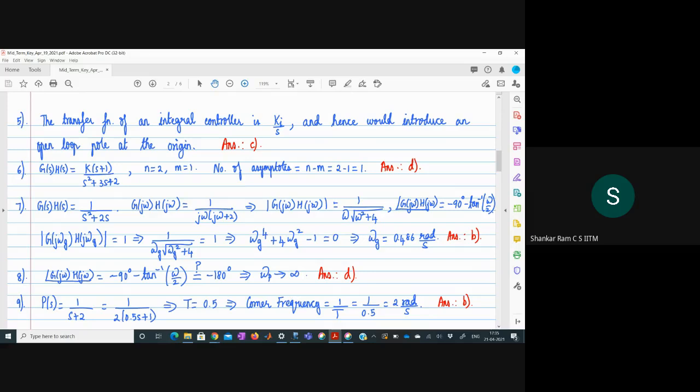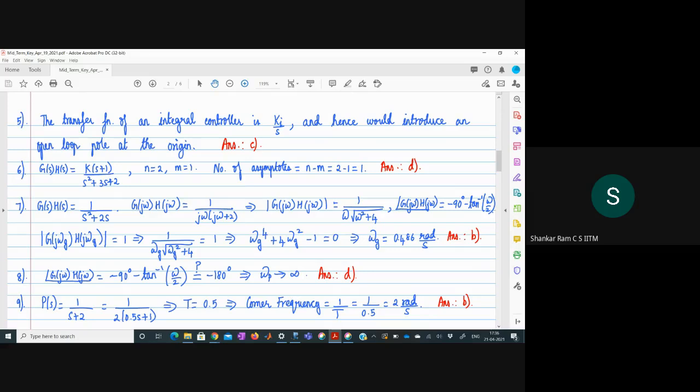For question number 7, we are given the open loop transfer function, and we need to calculate the gain crossover frequency. What we do is solve for the magnitude of G(j omega g) H(j omega g) equal to 1, and then we get the answer to be 0.486 radians per second. So that is choice B.